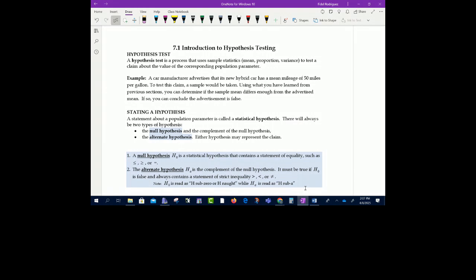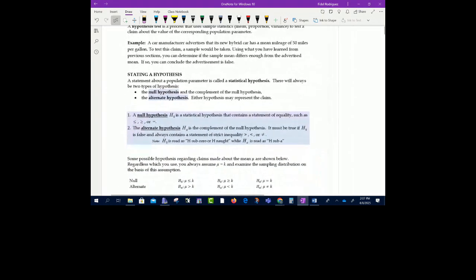So, y'all, in hypothesis testing, we're going to have two kinds of hypothesis. One of them is going to be something called a null hypothesis, and I got some notes for you right there, both of them. One is called a null hypothesis, and one is going to be called an alternate hypothesis. A statement about a population parameter is called a statistical hypothesis, and there's always going to be two, the null hypothesis and the alternate.